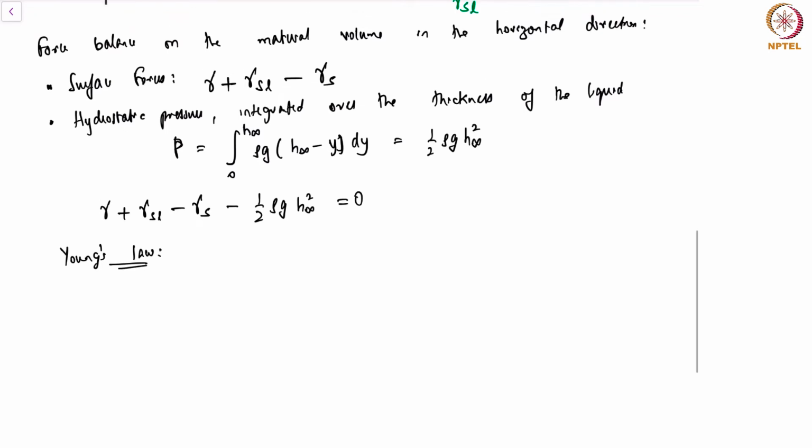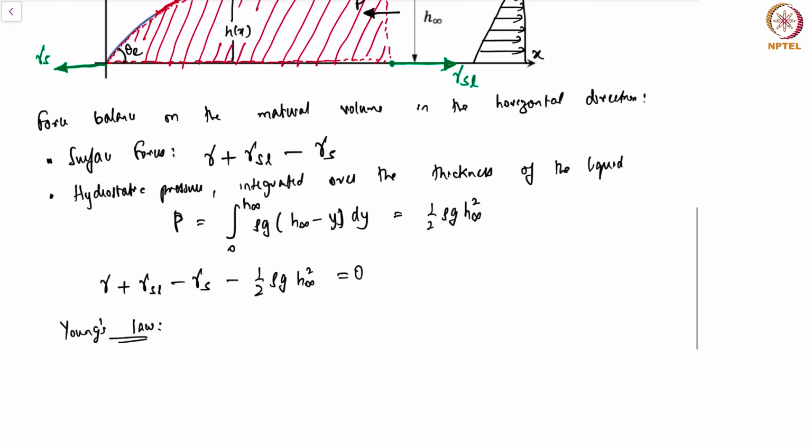What is the relationship between the contact angles? If I look at a force balance near the contact line, I have gamma this way, theta E, this is gamma solid liquid, and this is gamma solid.